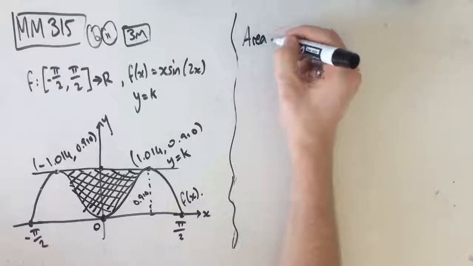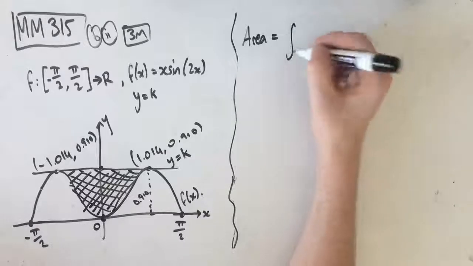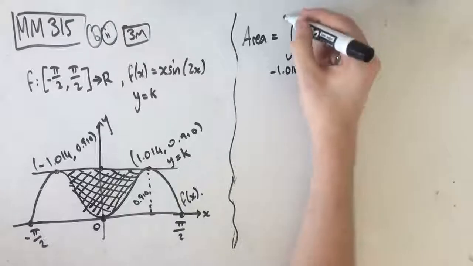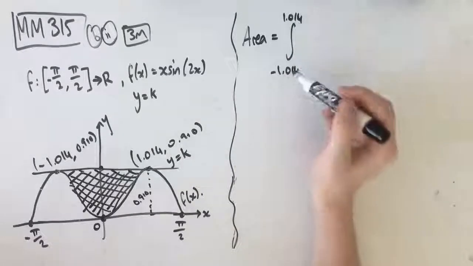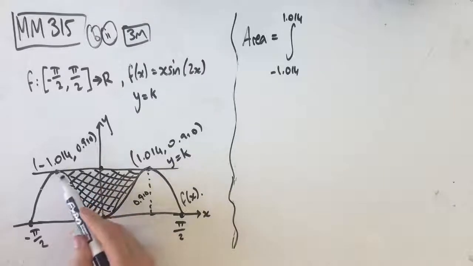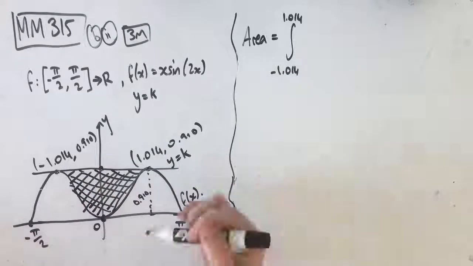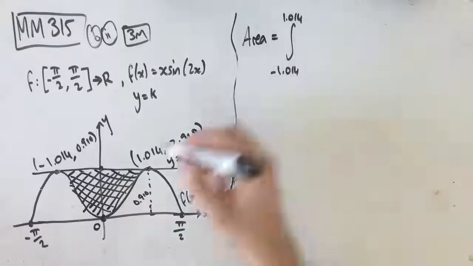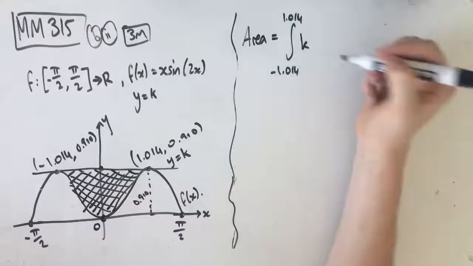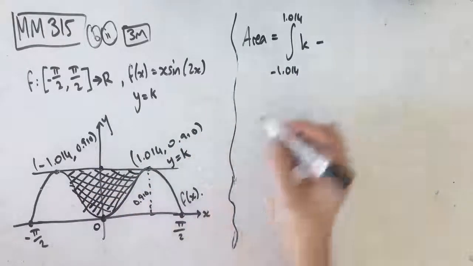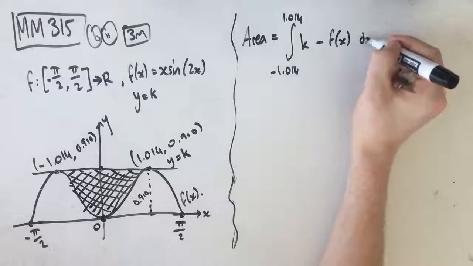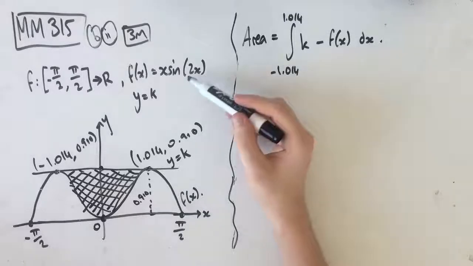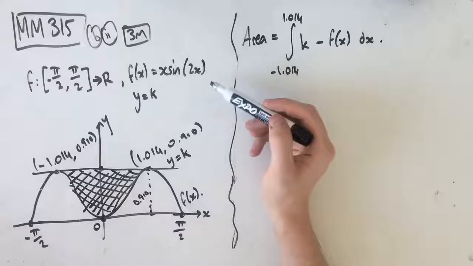Which means that our area is going to be from our 2 intersection points, which is negative 1.014 and 1.014. Now we know that because these occur at the turning points, which is, like I said, where k is when it has 2 solutions. All right, so we know that we're using these terminals. Sweet, so from here, we know that the top graph is our y equals k, so we say k there, minus our bottom graph, which is f of x dx.